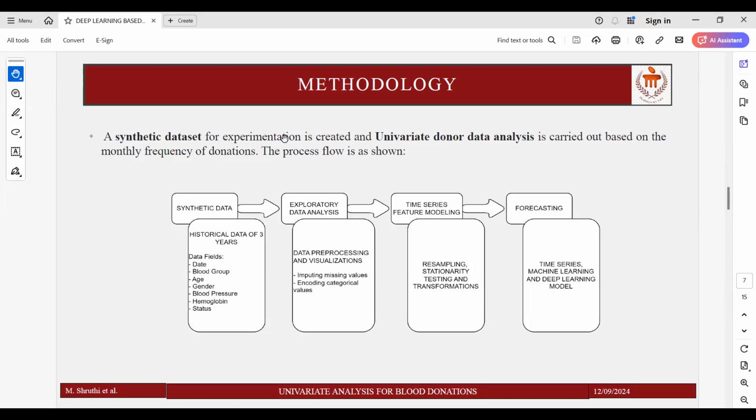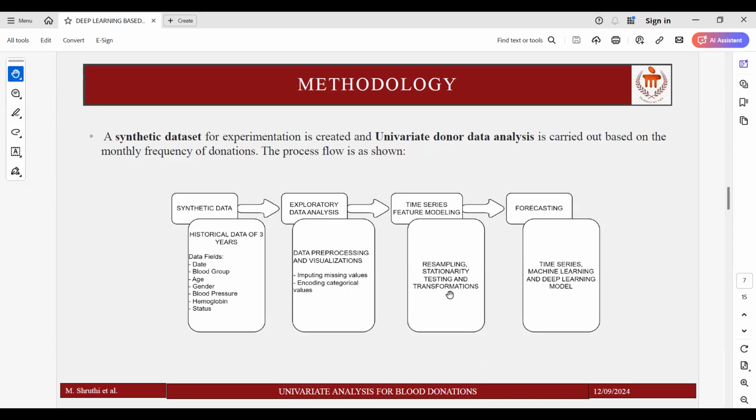Once the synthetic data was created, I further processed it through data pre-processing and visualizations, by imputing the missing values and encoding the categorical values. Basically, a generative adversarial network mimics the statistical properties of real-world data. So I gave it the real-world scenario of how blood donation data should look, and that is how the synthetic data was created. There were missing values also, which were imputed using the mean, median, and mode imputation methods. Categorical variables like the blood group were encoded.